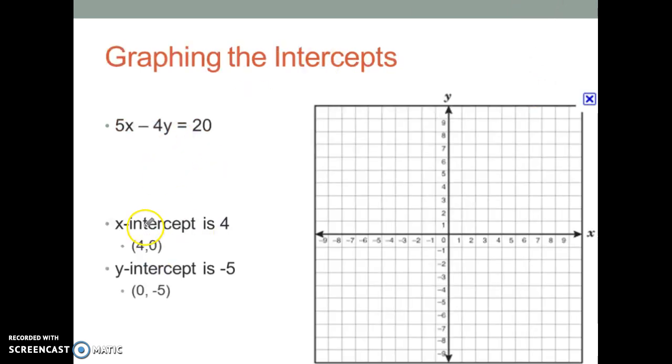So then you can graph those points. If the x-intercept is at 4, and the y-intercept is at -5, I can graph those 2 points. And you just need 2 points to graph the equation of a line. There's the graph of that line.